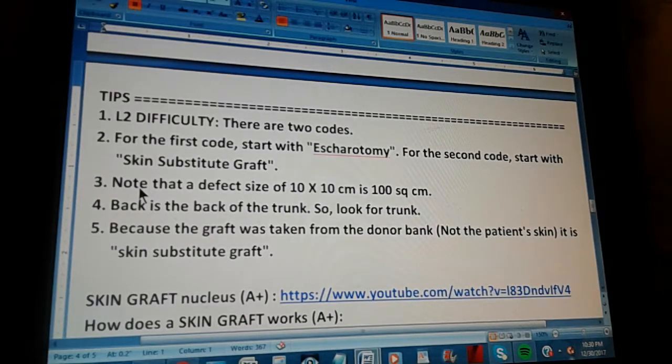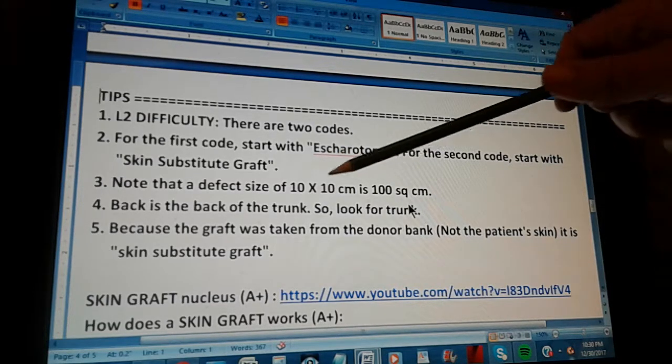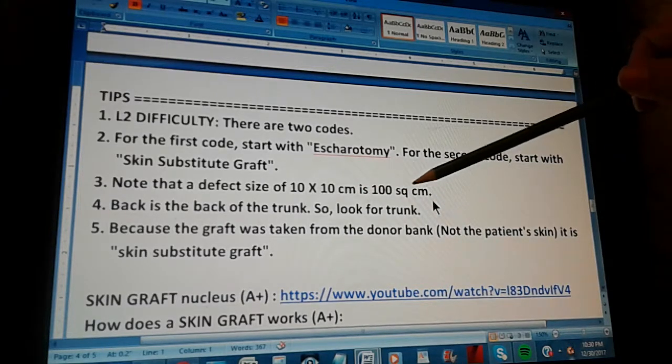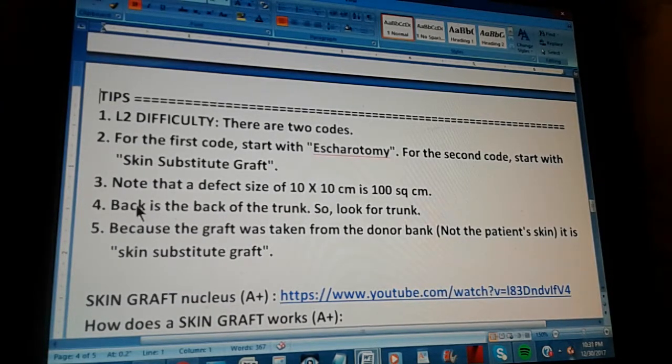Now, tip number 3. Note that a defect size of 10 by 10 centimeters is 100 square centimeters. This is just simple math. If they tell you 10 by 10 centimeters, this is with square centimeters. That number is important because the code changes with this number. If it were less than 100, it's one code. If it's 100 or more, it's another.